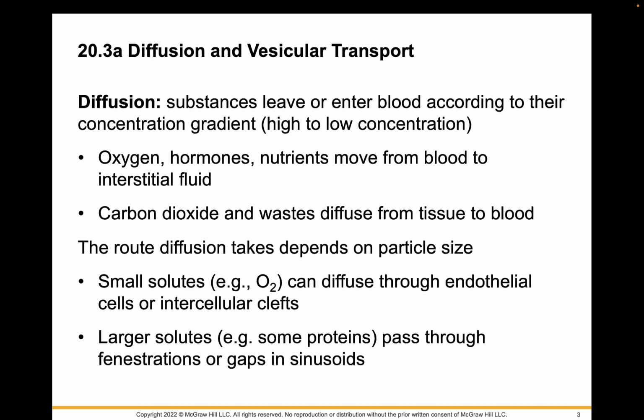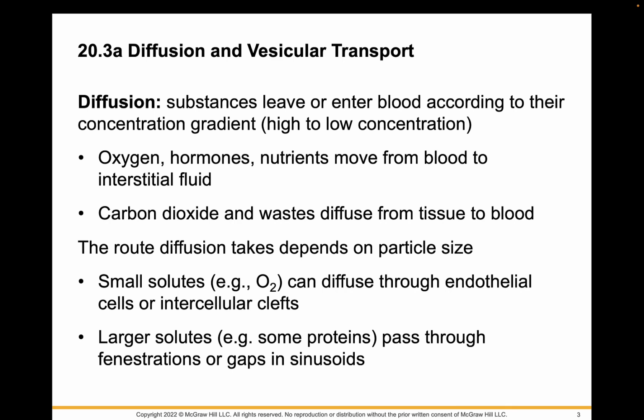Now, just a quick review of some transport mechanisms. Primarily, we're looking at diffusion and vesicular transport. Remember, when we're talking about diffusion, we're looking at substances that are either leaving the blood or entering the blood going down their concentration gradient. This is a passive process, and things will be moving from an area of high concentration to low concentration. Examples of things that are going to move into the interstitial fluid will be oxygen, hormones, and nutrients, while things that are going from tissue to blood are going to be carbon dioxide and other tissue wastes.